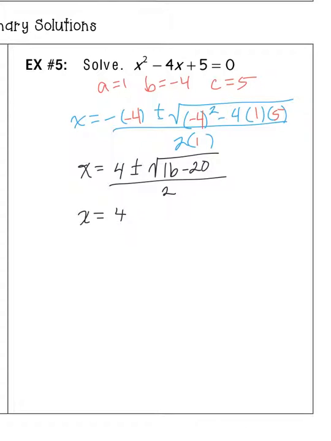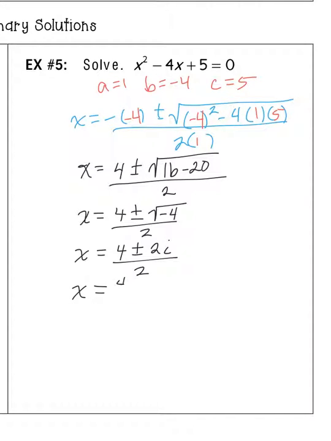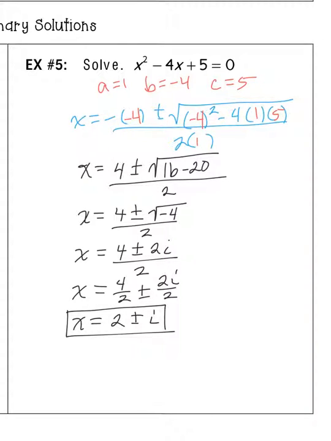So x is equal to 4 plus or minus the square root of -4 all over 2. x is equal to 4 plus or minus the square root of -4 is 2i all over 2. I can actually perform this math, so if I split it into its real and imaginary parts, it reduces to 2 plus or minus i. So if you can reduce, you must.